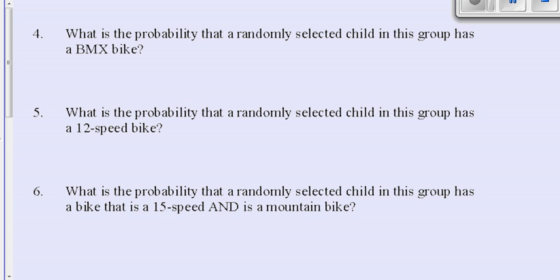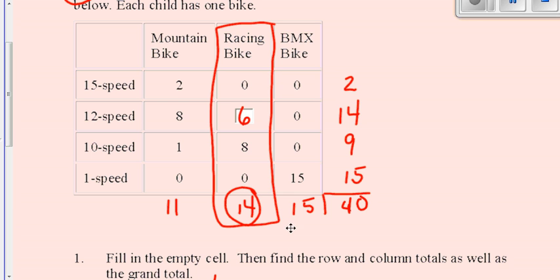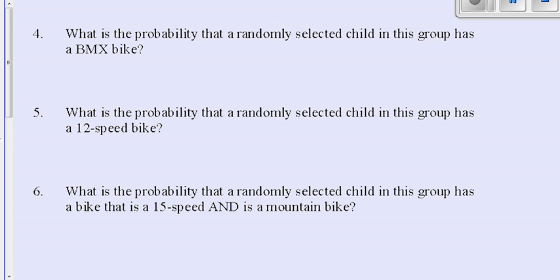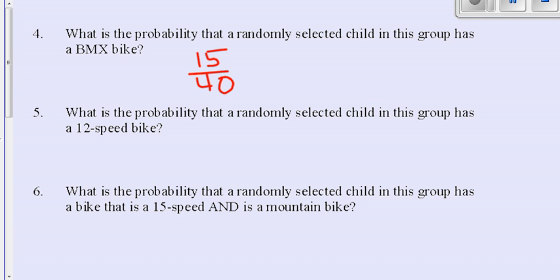The next question says, what is the probability that a randomly selected child in this group has a BMX bike? So we would go back here and take a look, and BMX bikes total 15, and so that would be 15 out of the 40 kids. The next one, what is the probability that a randomly selected child in this group has a 12-speed bike? Well, we've got to see how many 12-speed bikes there are. And there are 14. So that would be 14 out of 40.